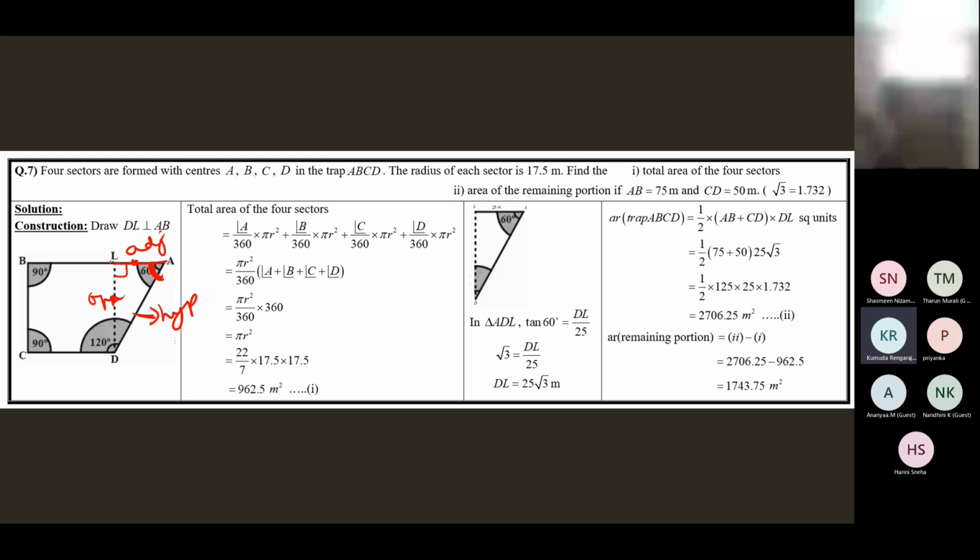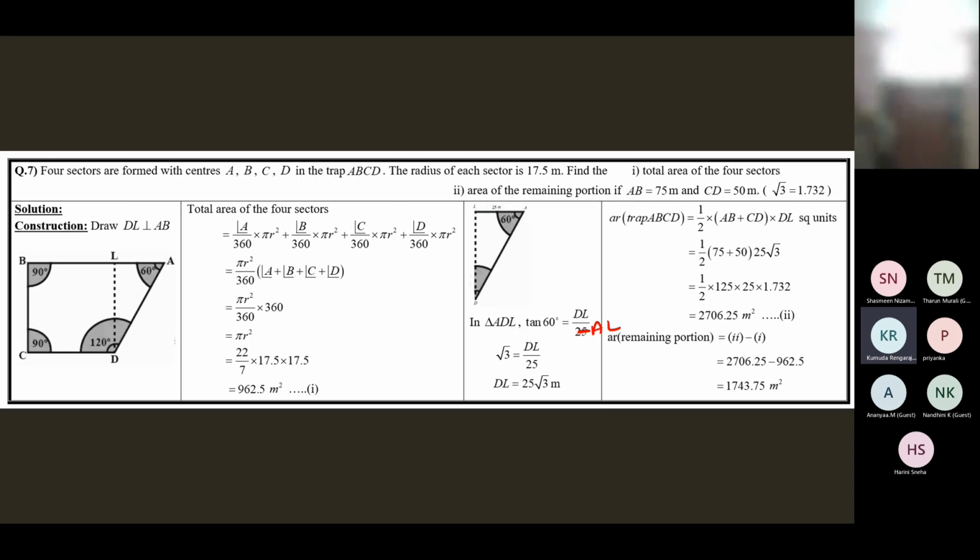Now, with respect to this angle, this is the adjacent side, then this is the opposite side. DL is the opposite side, and this is not known. We have to connect opposite and adjacent, so tan or cot. Tan 60 degrees is equal to opposite by adjacent, DL by adjacent AL, which is 25. DL by AL.